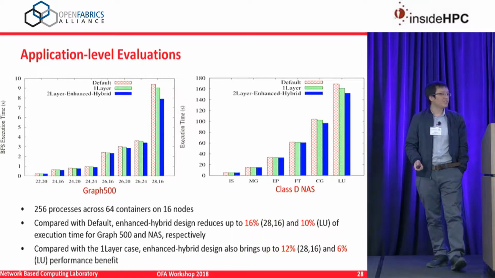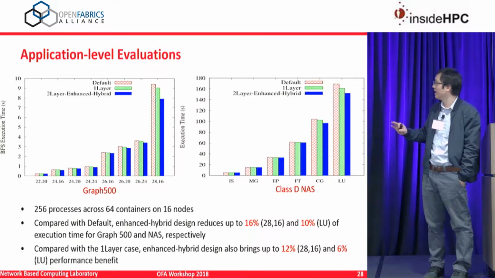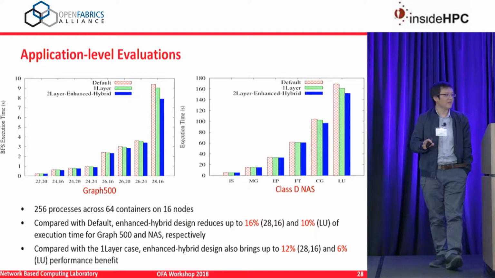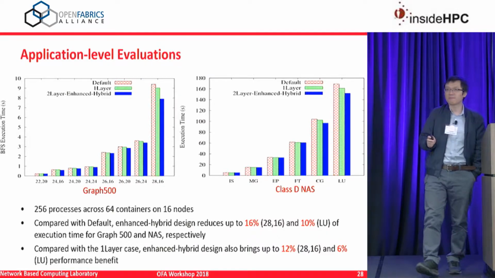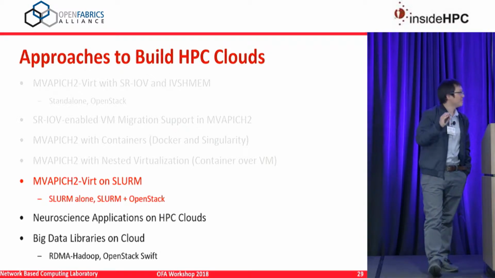And then for applications, similarly, our two-layer design can give you the best performance as well for Graph 500 and LAS. Okay, so this is about the designs in the MPI library.